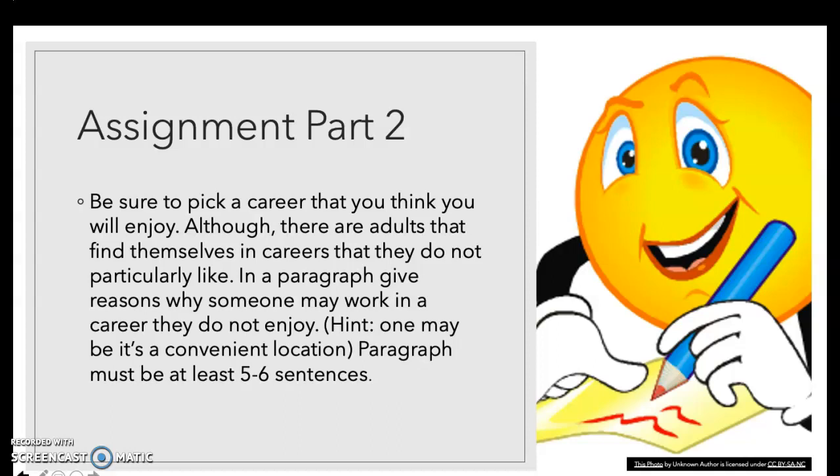With these assignments, please make sure that you email them to me and they'll be due by Thursday so that you can get credit. If you have any questions, you can locate me in Teams or my email.